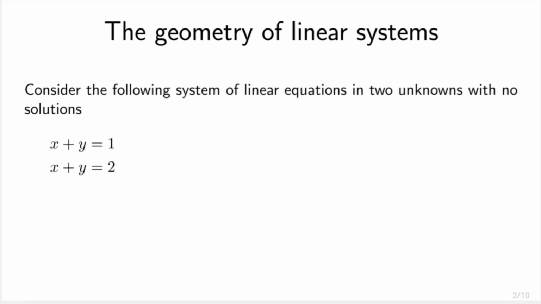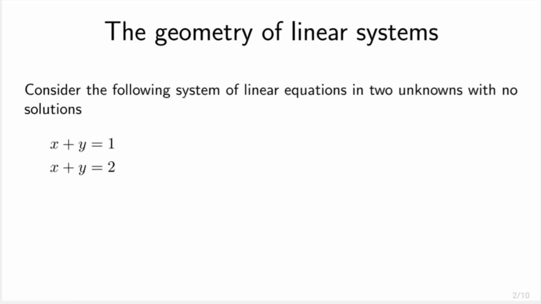Here we consider the following system of linear equations in 2 unknowns with no solutions. If we observe carefully what's going on, here we have x plus y equals 1, and then we have here also that x plus y equals 2. So you have two numbers, x and y, their sum is equal to 1, and at the same time, their sum equals 2. So immediately, that should ring a bell that there's probably something not going on well.